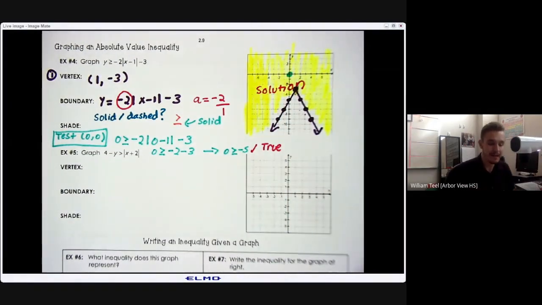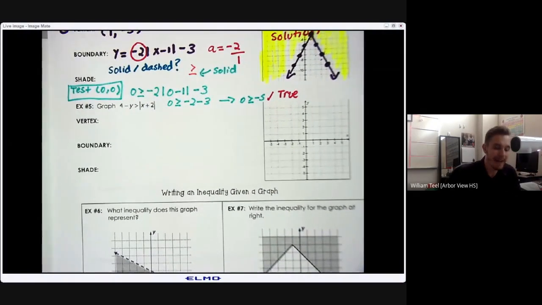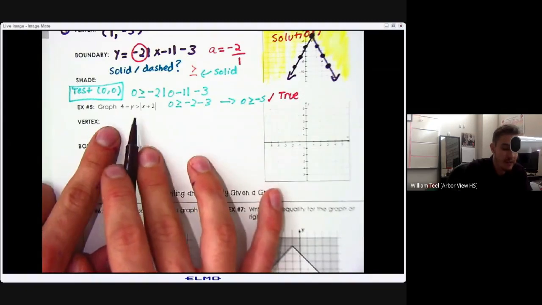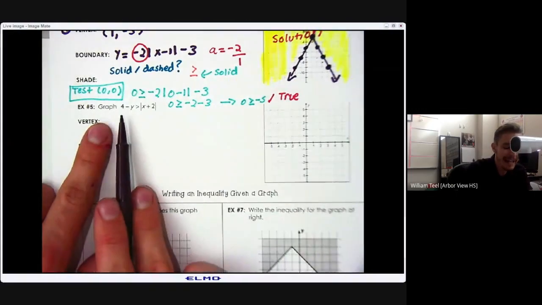Okay. So let's go down to example number 5. So same exact thing. The only difference here is we have 4 minus y is greater than the absolute value of x plus 2. This is not in standard form. Okay, we want to get y by itself so that we can actually graph this thing, so we can get something that looks like the parent function. So let's go ahead and move some things around.